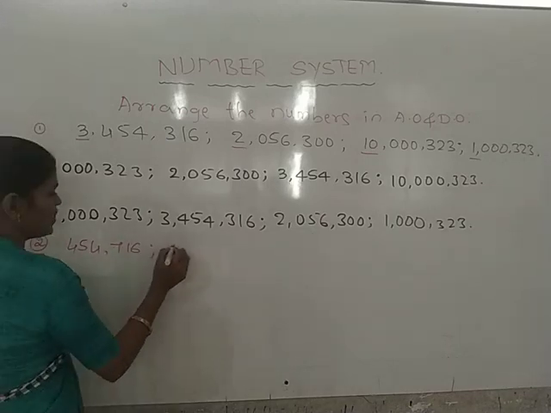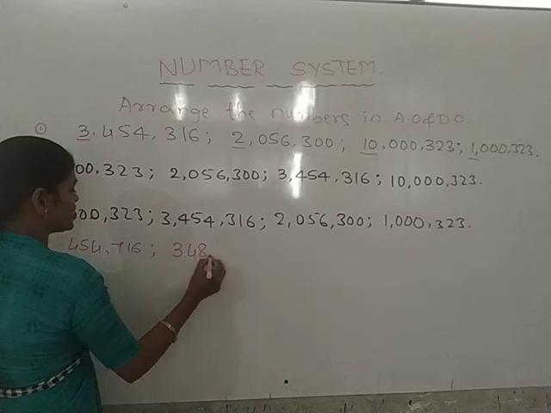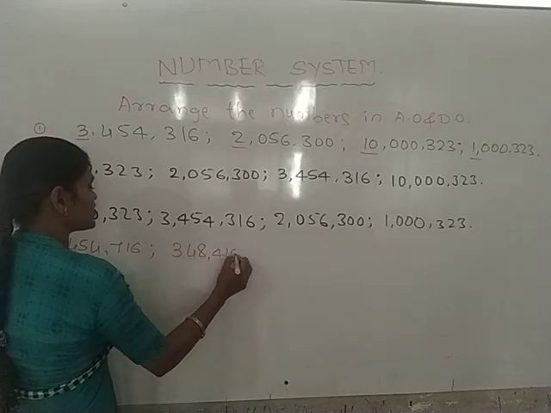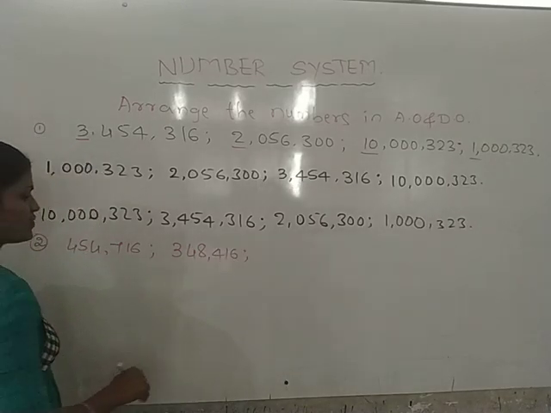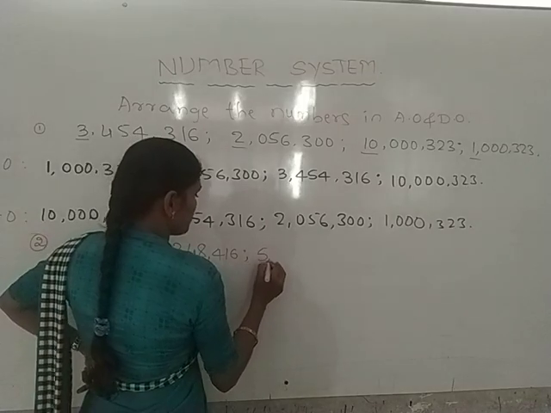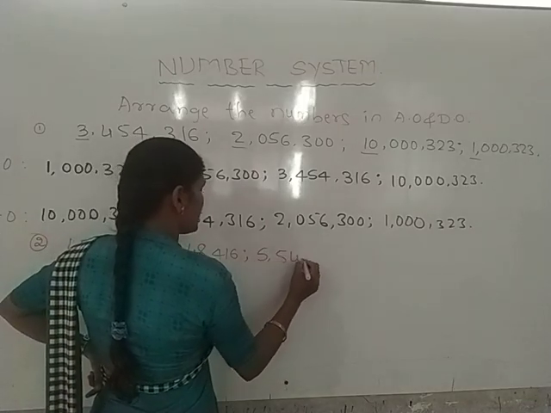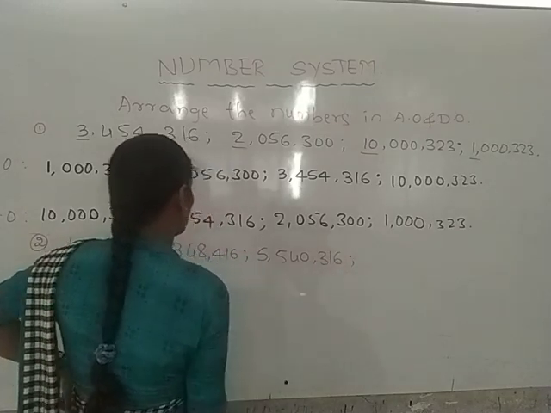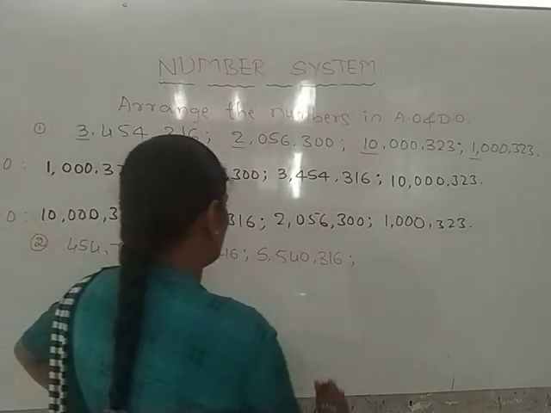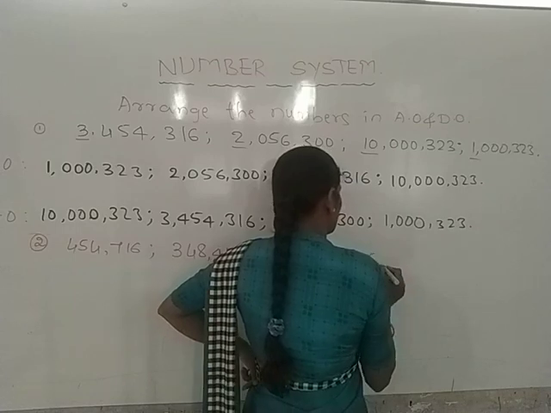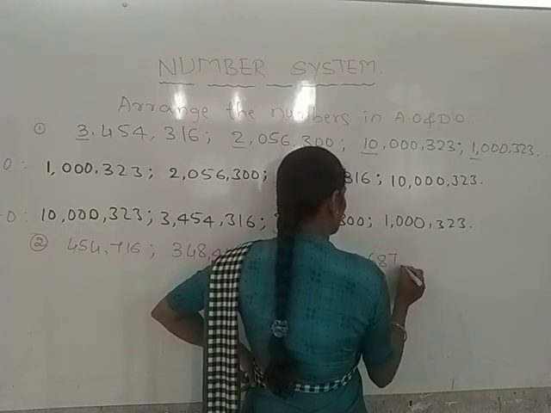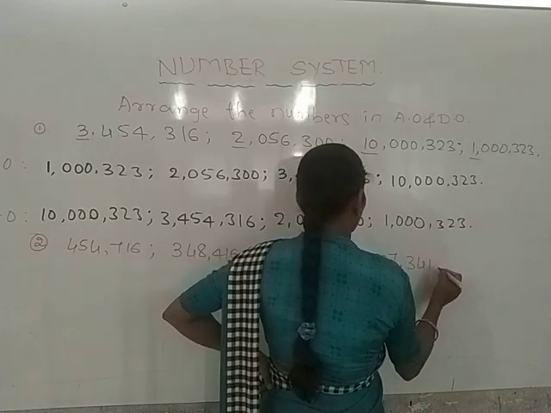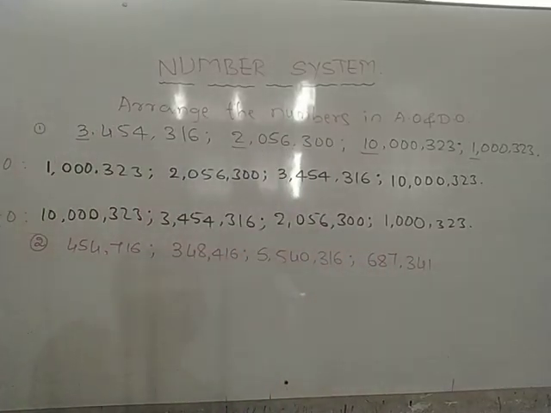454,716. 348,416. Next, 5,540,316. Next, 687,341. Just four numbers I have given. Please arrange these in ascending as well as descending order.